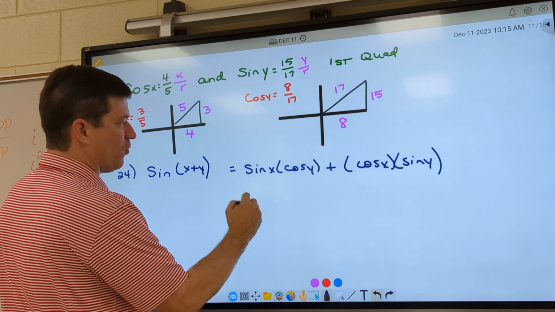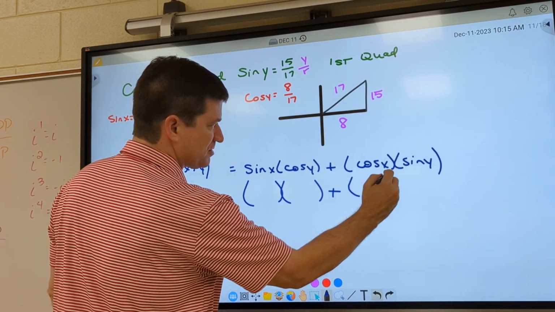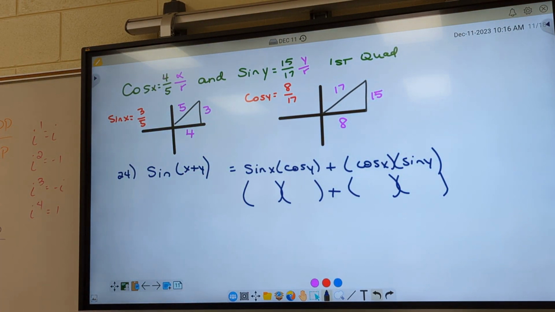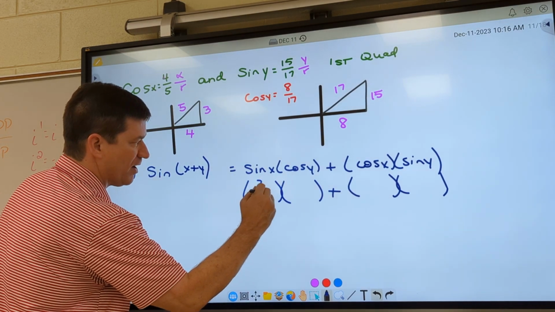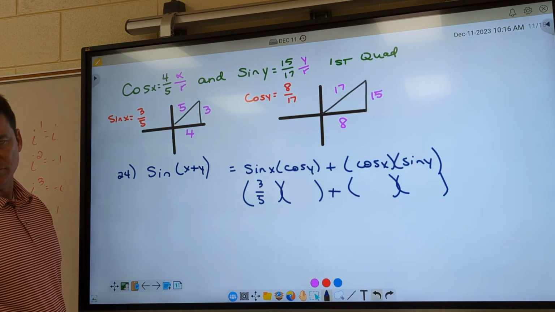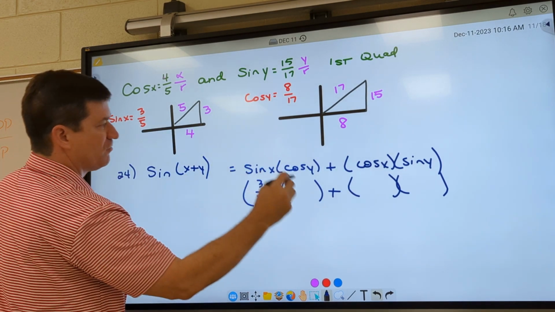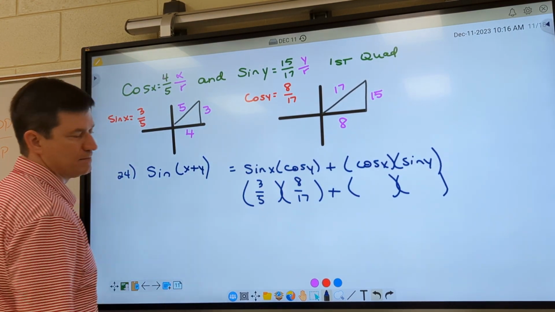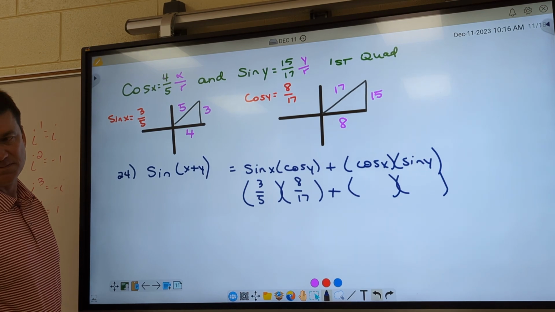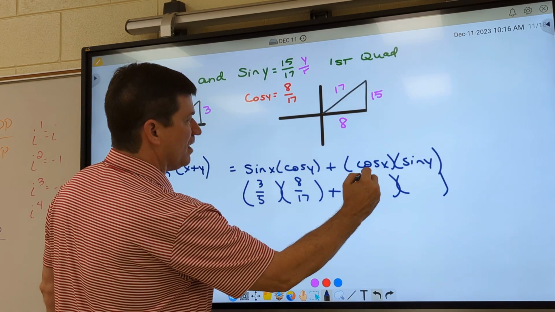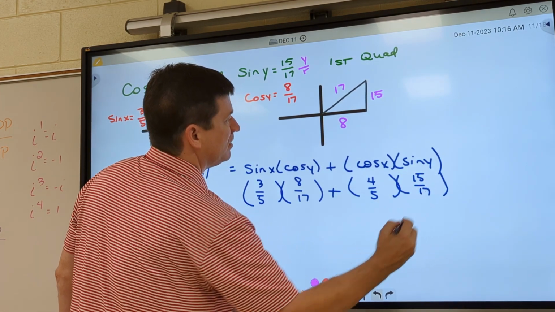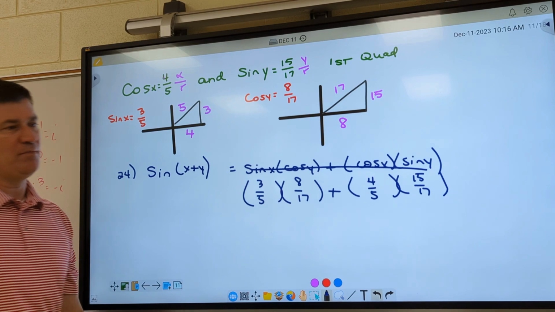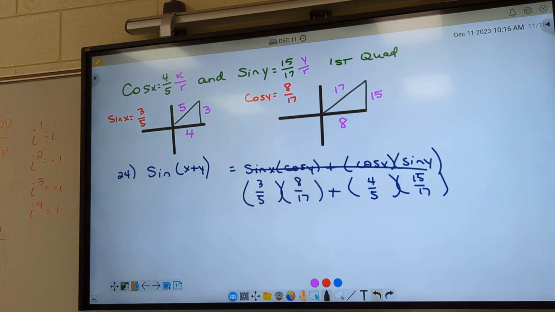And once you look at the formula, all you have to do now is bring down your four fractions and put them in your calculator. So, what I bring down for sine of x is right here, 3/5. What do we bring down for cosine of y? It's 8/17. All right, next is cosine of x, that's 4/5, and then 15/17. And all you have to do is type the fractions in your calculator.